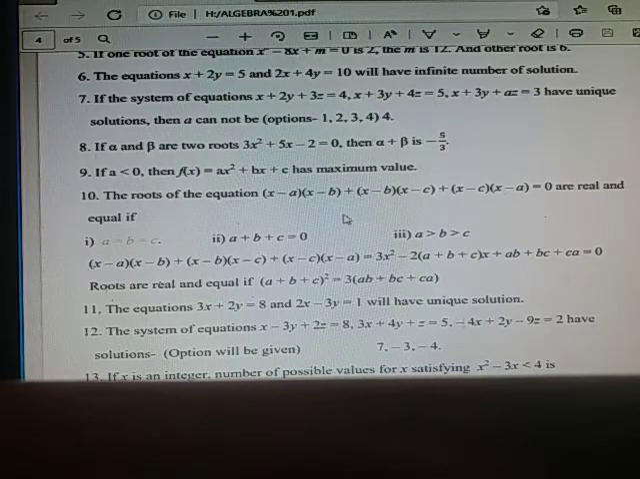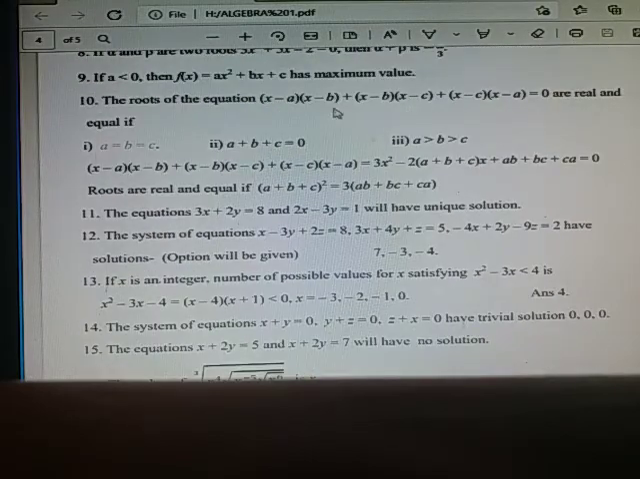Here you see, roots of the equation means you have to simplify it. So this one is x square, this one is x square, this one is x square. So 3x square you will have. Then the coefficient of x, here we will have minus (a plus b) into x. Here you will have minus b plus c. This is minus c plus a. So if we add them, the coefficient of x will be, I am explaining here. So this is the equation after simplification.